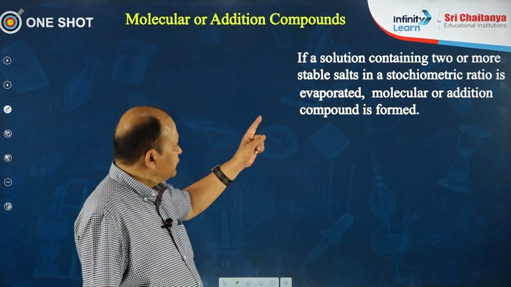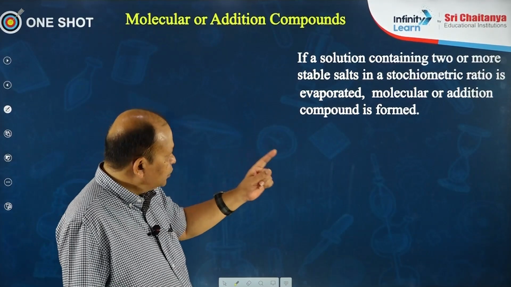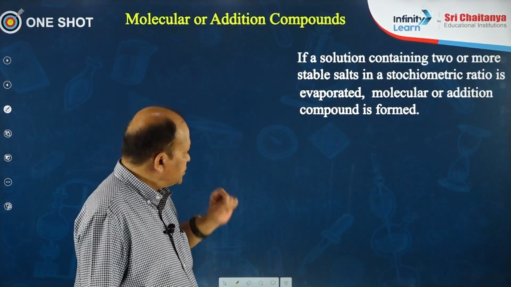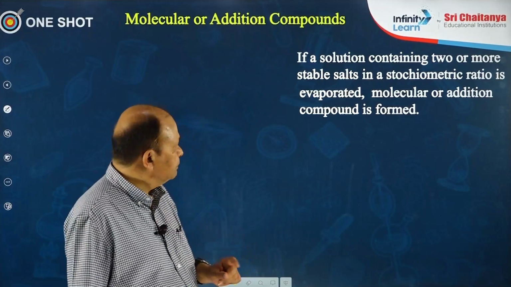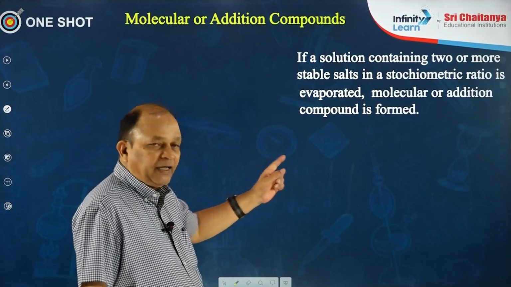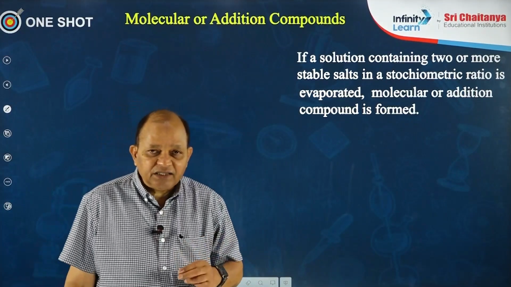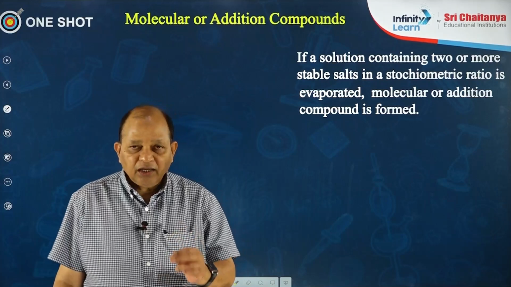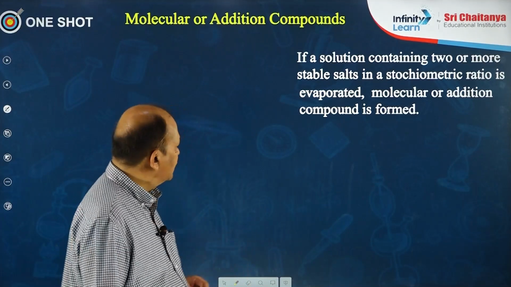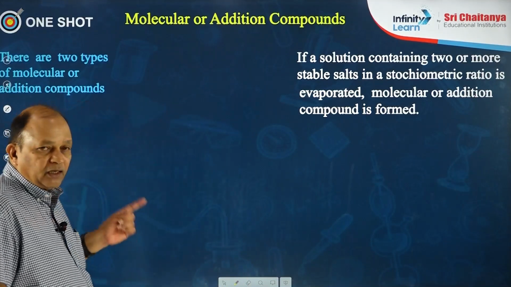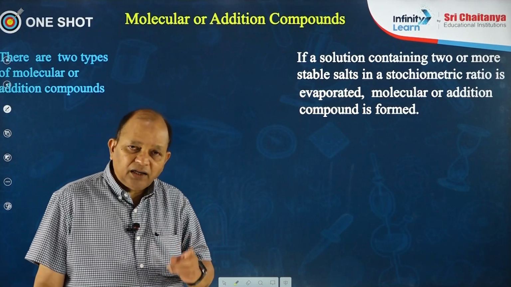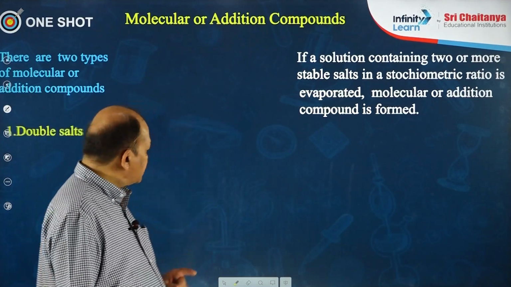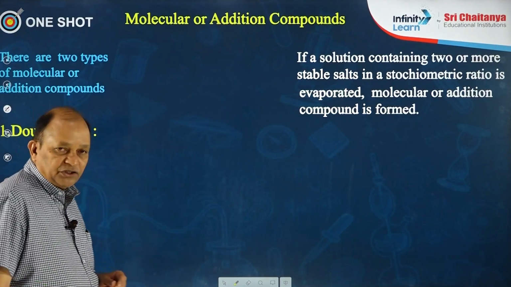See, if a solution containing two or more stable salts in a stoichiometric ratio is evaporated, the result is the formation of a molecular or addition compound. Basically, there are two types of molecular or addition compounds. The first category is double salts.